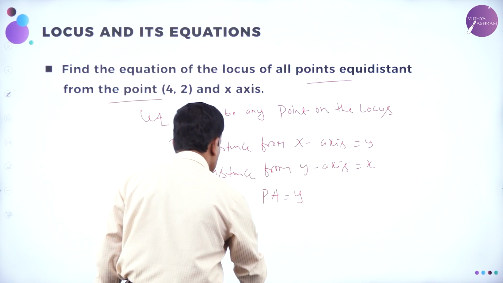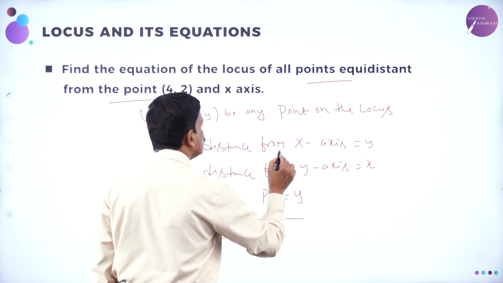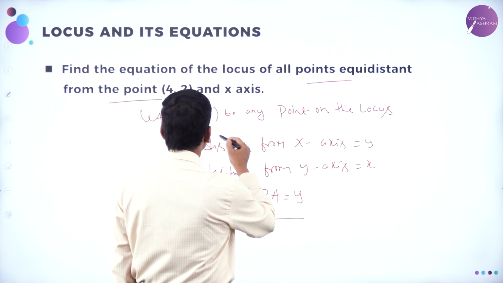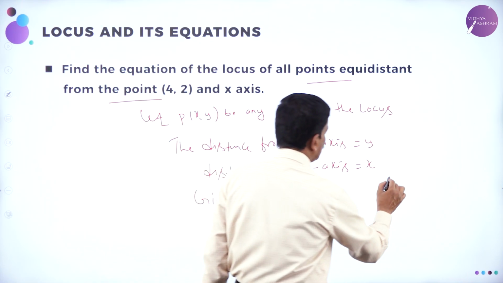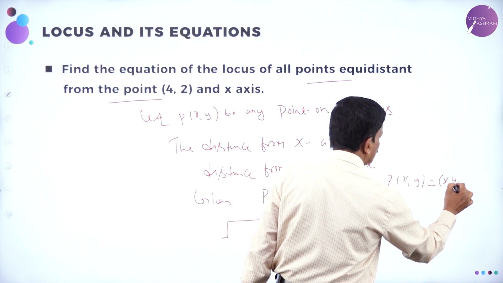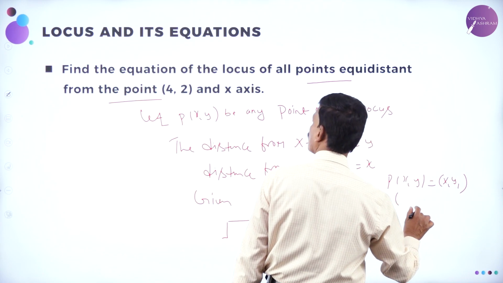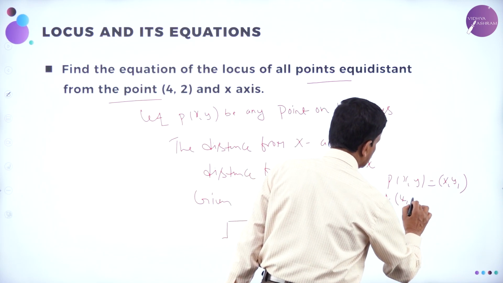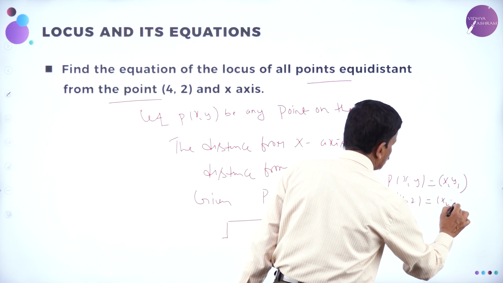Now just use the distance formula. What is the formula for this PA? So what is P? We have x comma y. Here P is x comma y. Consider this as x1, y1. And what is A? A is equal to 4 comma 2. This is nothing but x2, y2.